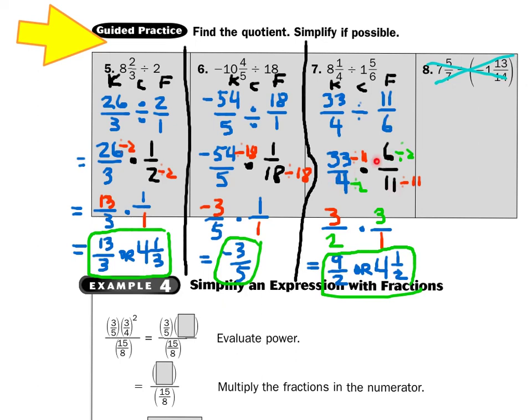Change division to multiplying, and flip that second fraction, so it's 6 over 11. And now look across. At the 4 and the 6, I see 2 goes into both. At the 33 and the 11, I see 11 goes into both. So 33 divided by 11 is 3. 4 divided by 2 is 2. 6 divided by 2 is 3. 11 divided by 11 is 1. And now I multiply straight across. 3 times 3 gives me 9. 2 times 1 gives me 2, so it could be 9 over 2, or as a mixed number, 2 goes into 9 4 complete times with 1 left over. So it would be 4 and 1/2.